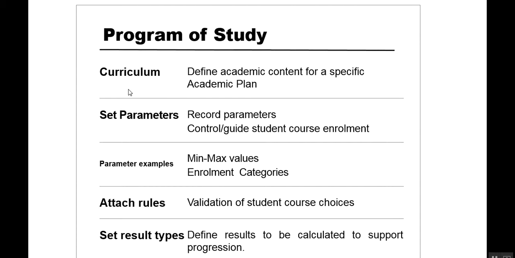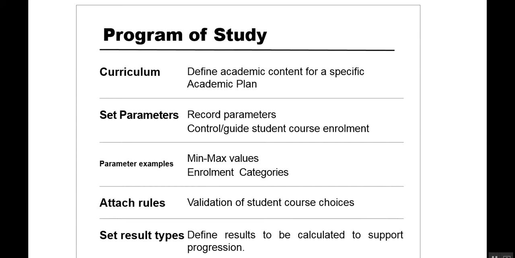Okay, so we create the structure, we set the parameters, and we attach rules. There'll be a whole range of rules that are created and used, A, to check self-service choices, and B, to calculate progression and degree award. So these rules need to be attached at the suitable level within a program of study, and that's what they're there for.